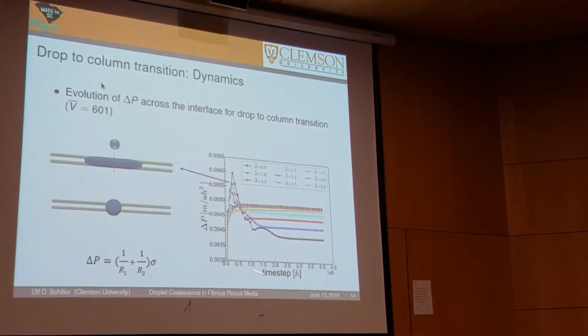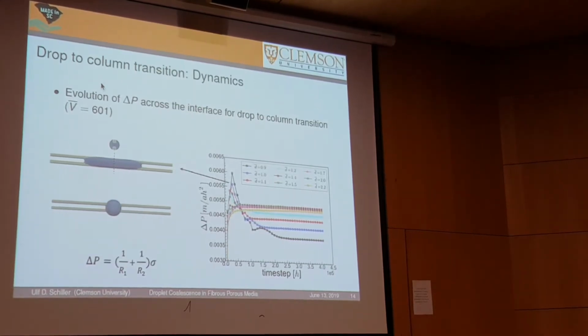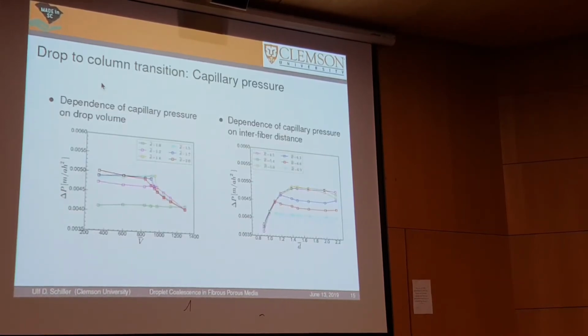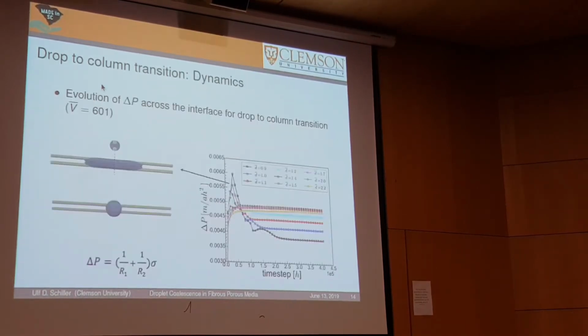And that's something we measure over time, and we can identify these peaks here. That's essentially where the droplet-like shape goes into a column-like shape during this series. So this is the critical capillary pressure where this transition takes place. We have recorded this for this experiment, and then we've done a similar experiment. This is a summary. We've done this for different volumes and different distances of the fibers, right?